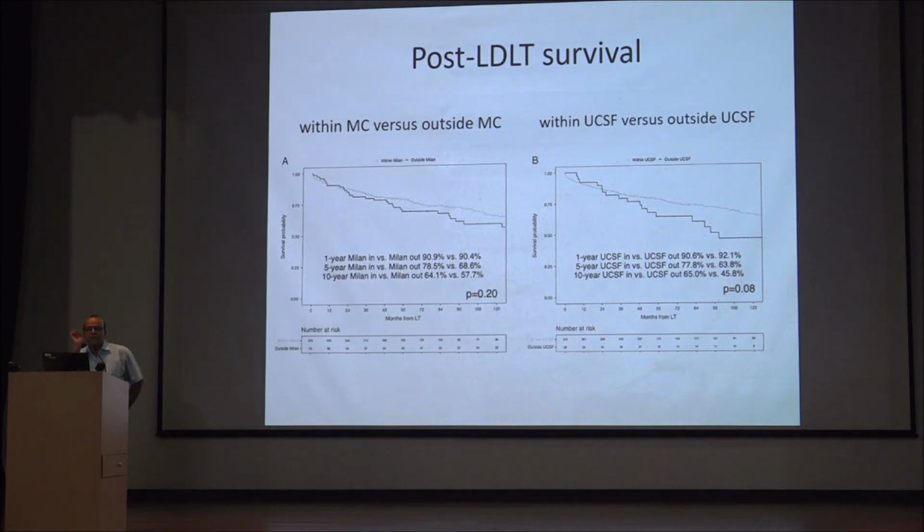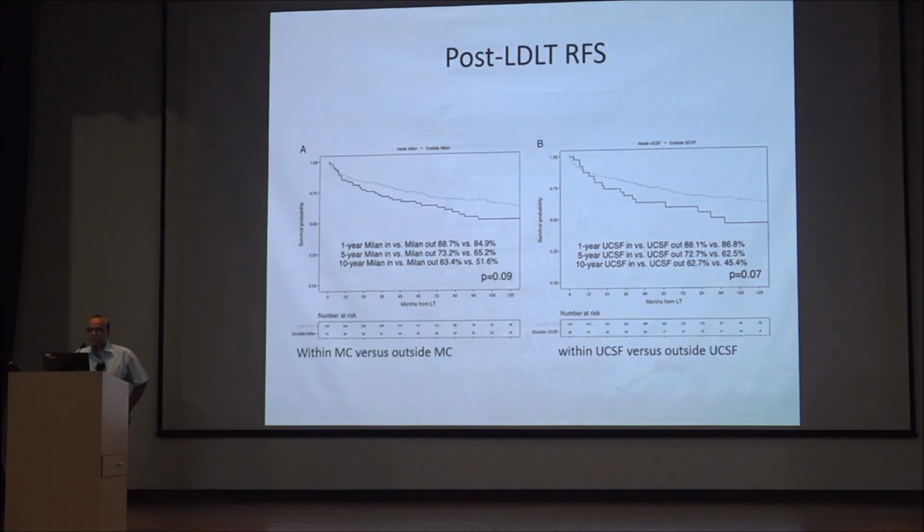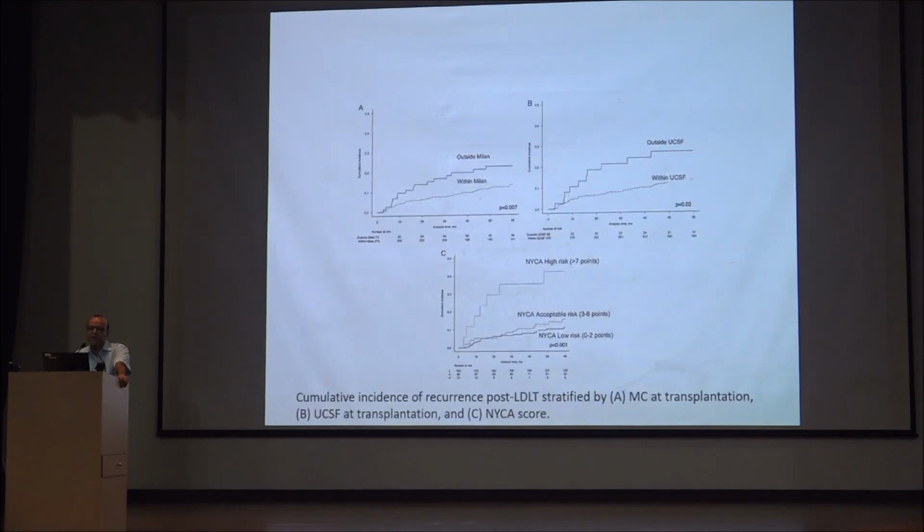So what they have observed: post-LDLT survival within Milan and outside Milan was similar. Within UCSF versus outside UCSF was similar. Then the post-LDLT recurrence-free survival, they also didn't find a significant difference. But what they again came to is the cumulative incidence of recurrence, based on the NYCA score. The higher the score, the higher the recurrence rates.